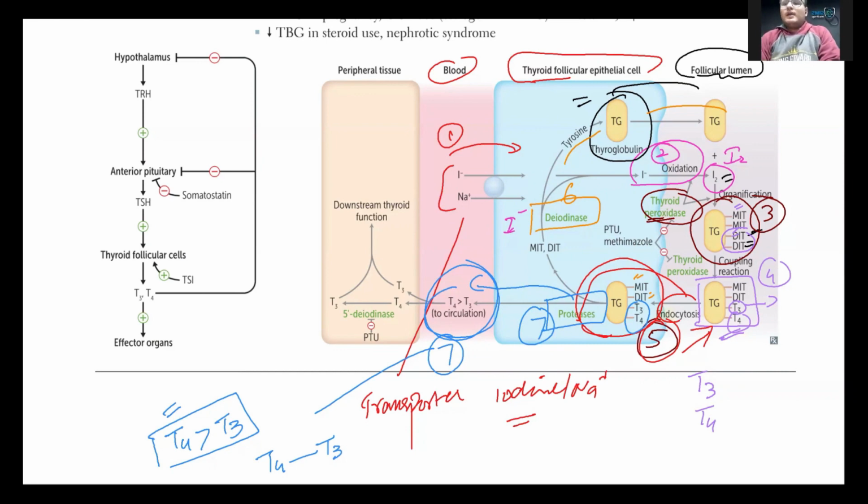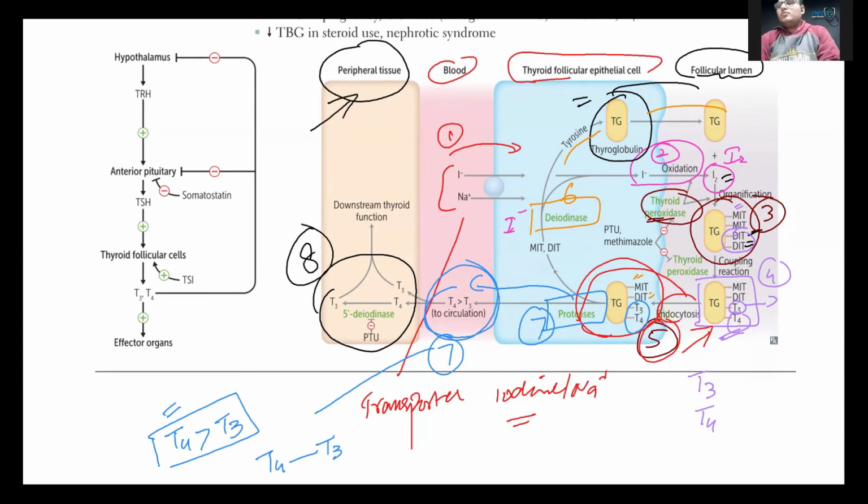Super high yield: 5-deiodinase. This action happens in peripheral tissue. This is step number 8. Super high yield concept, very important, and mostly asked in MCQs. Which enzyme causes peripheral tissue conversion of T4 to T3? That is 5-deiodinase. And this T3 is very, very active. So if there is an MCQ, which of the following is the active form of thyroid hormone? T3. Which of the following is the most abundant thyroid hormone? T4.